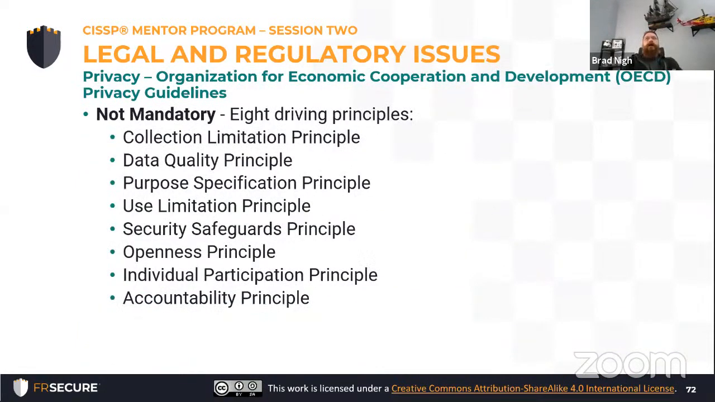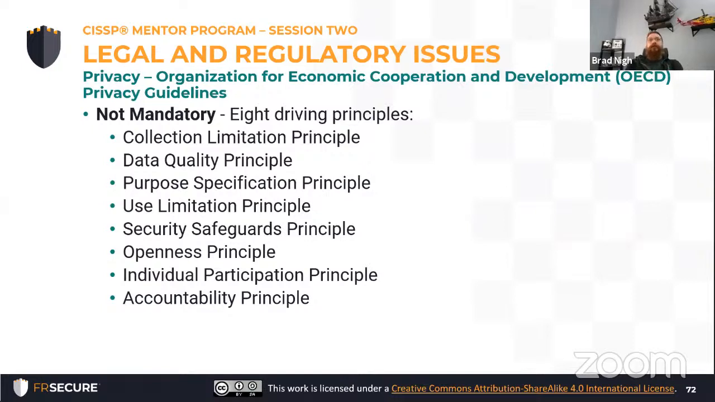All right. So OECD, the Organization for Economic Cooperation and Development. With these, what's going to happen is they will give some examples and ask which guideline, or whatever they call it, is it? So again, this is not a mandatory one, OECD, but they have 8 principles.